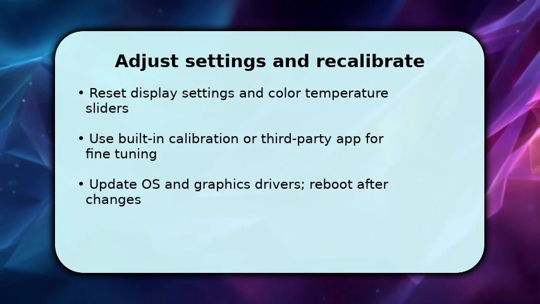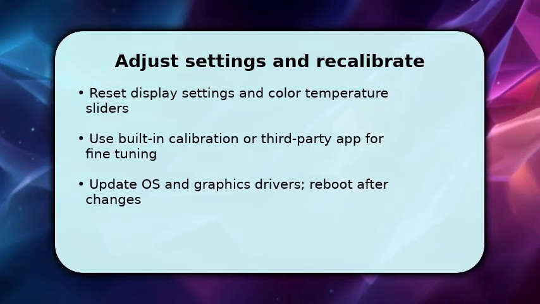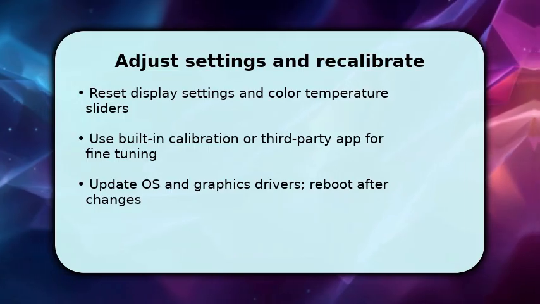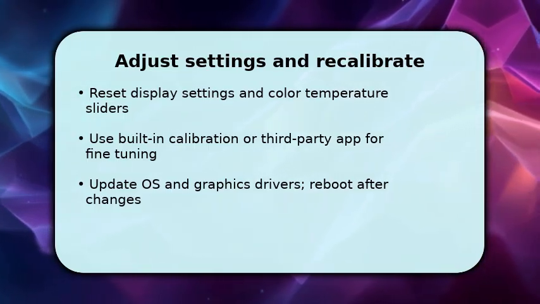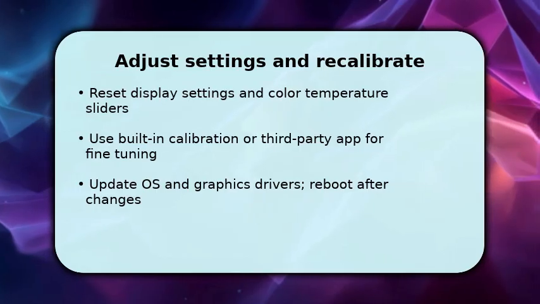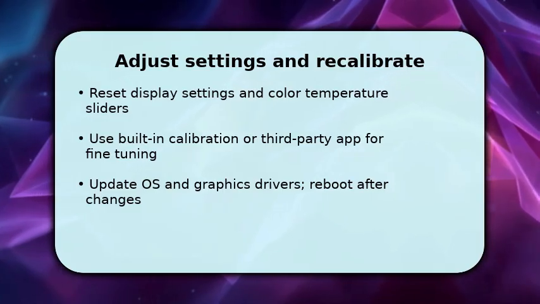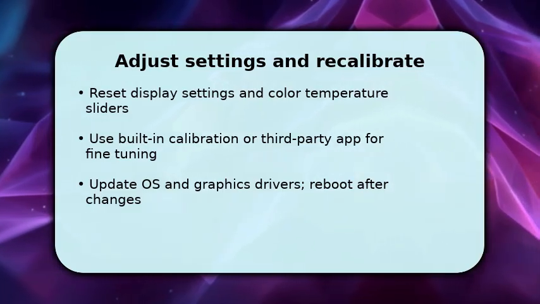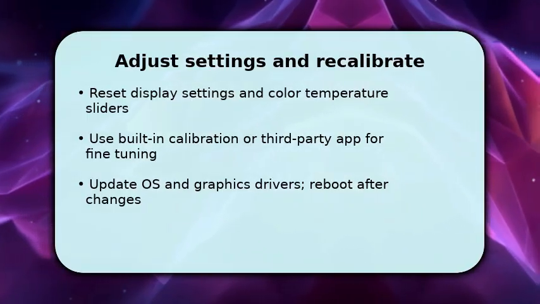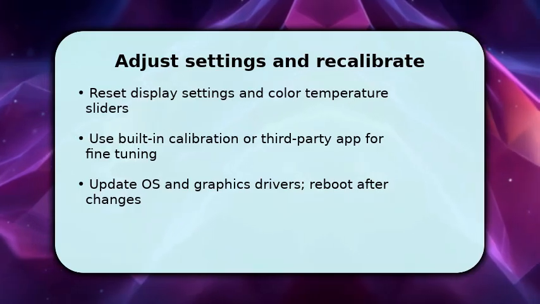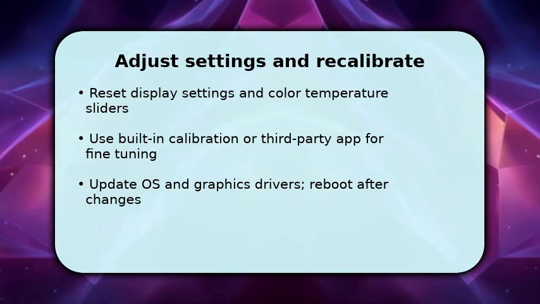adjustments. Now adjust the system settings and recalibrate the display. Reset display settings to defaults, then slowly move color temperature and RGB sliders toward neutral while comparing a reference image. Once calibrated, use a trusted calibration app to refine gamma and white point. These apps guide you through visual steps for accuracy. Also update the operating system and any graphics firmware, then reboot so changes take effect. Doing these steps methodically corrects most software-driven color problems without hardware replacement.